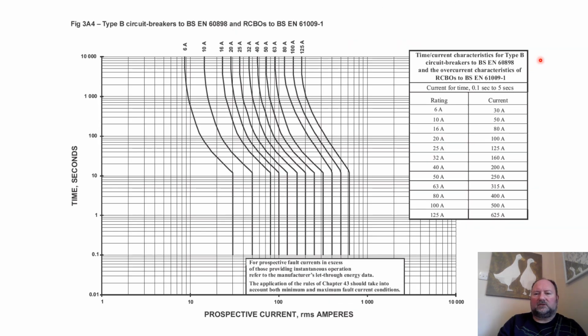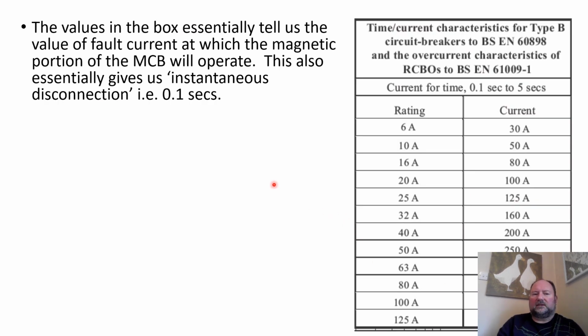This is the whole page that you'll see in BS7671. And this is the page for type B circuit breakers. Now what you may notice is we've got a table here, and you'll find one of those on each of the curves. Let's have a look at the next slide. I'll zoom it in a bit. It tells us at what current we're going to reach what they call instantaneous disconnection, or 0.1 seconds, or basically it's when the magnetic part comes into play, the fault current at which the magnetic part kicks in.